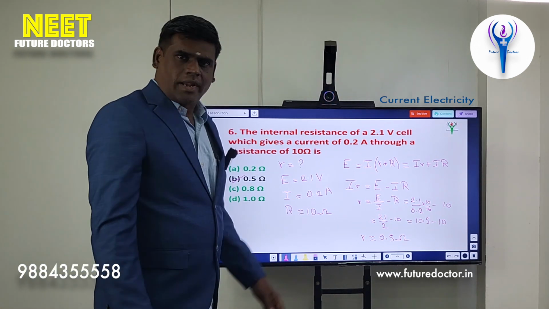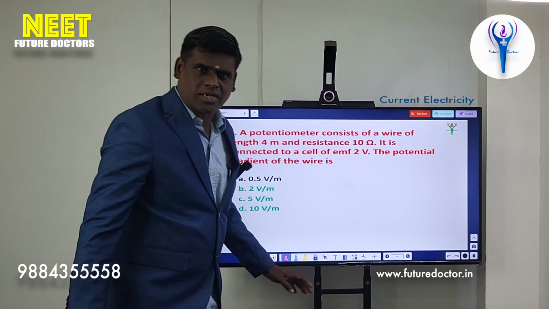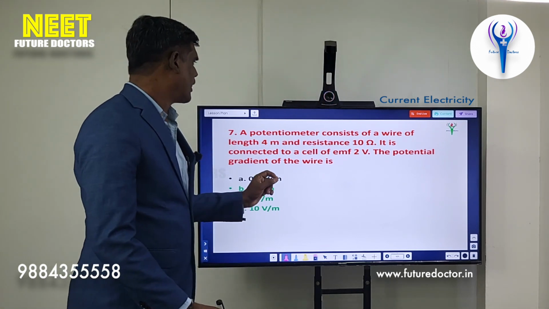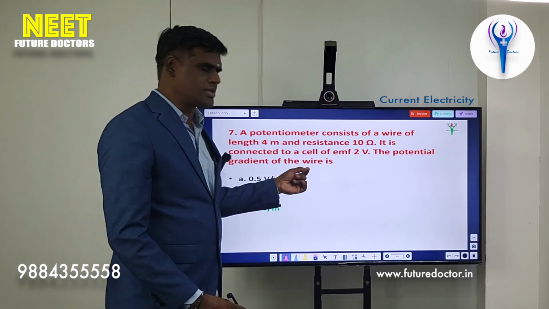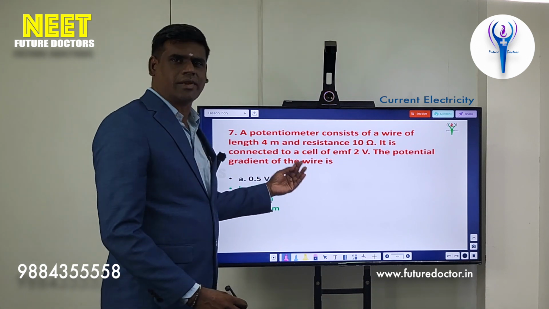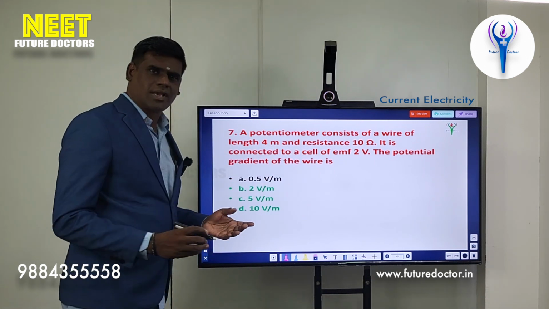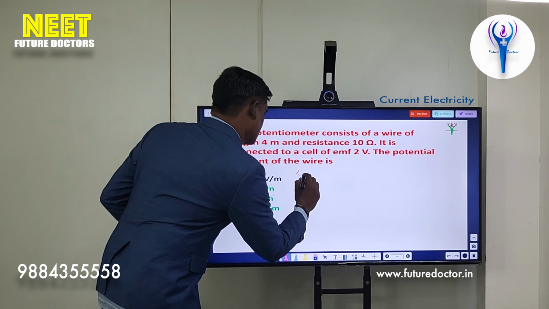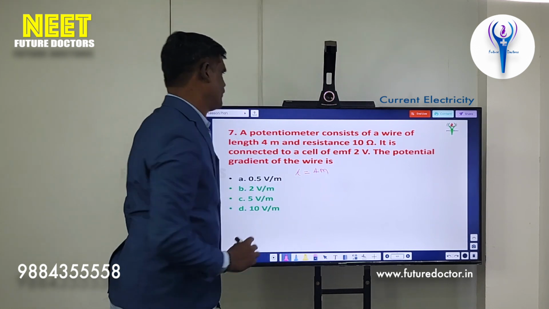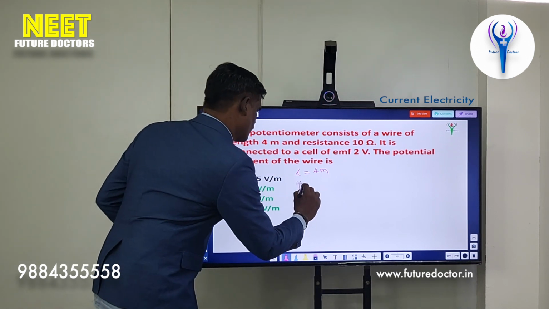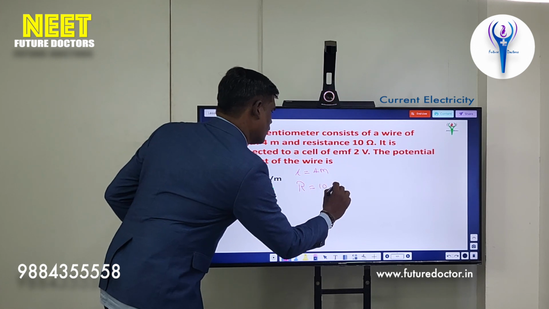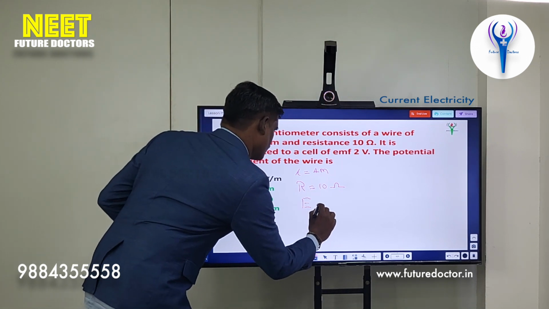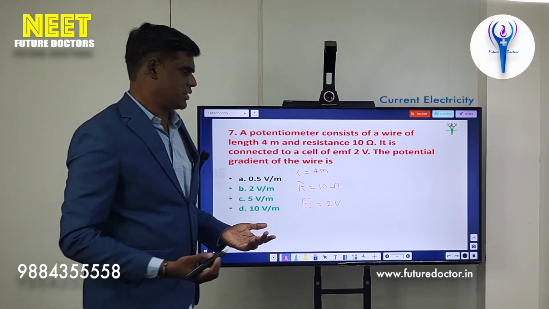Okay, next problem. The last problem is a climax problem. A potentiometer consists of a wire of length 4 meter and resistance 10 ohm. It is connected to a cell of EMF 2 volt. The potential gradient of the wire is dash. First, as usual, we write the given data. The length of the wire is given as 4 meter, L equal to 4 meter. And then resistance is given as 10 ohm. And EMF or potential is given as 2 volts.